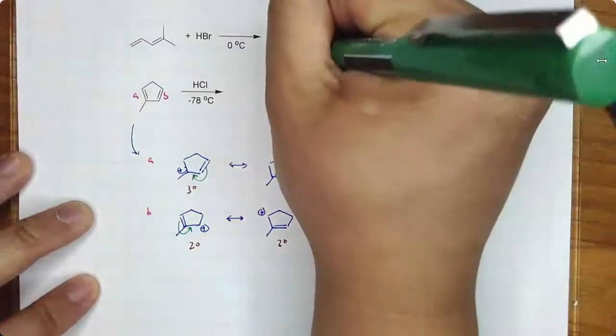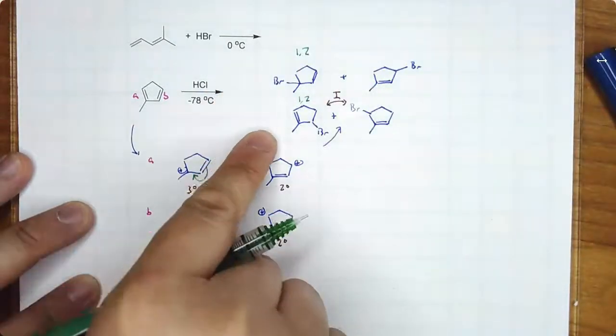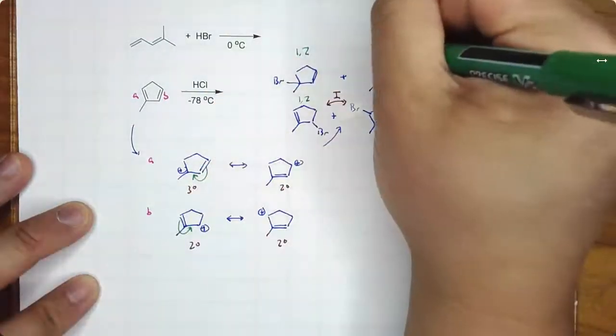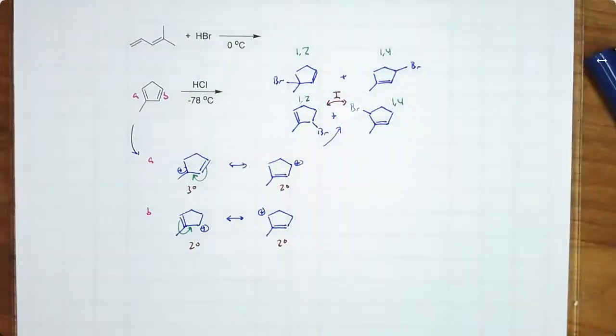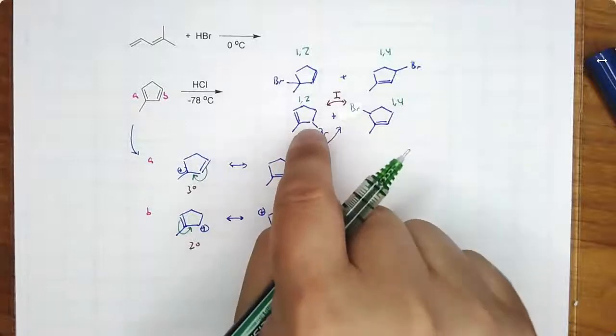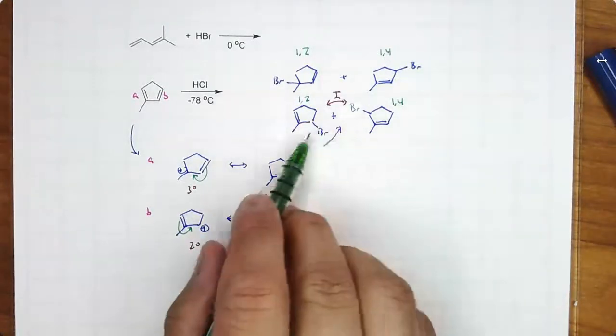So this is 1,2. This is 1,2. This is coming from double bond A. This is coming from double bond B. This is a 1,4 product, and yes, interesting. The 1,2 and the 1,4 product are actually identical. Do you see how they're identical?